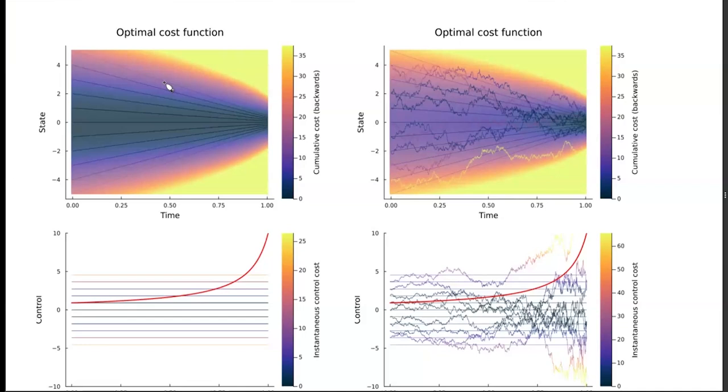On the bottom here, these are just our control variables, which you see are just flat in time for the deterministic case. And this red curve here, that's showing the gain. So it's that part of the control that isn't dependent on the state. It's the coefficient that depends on time of the state.